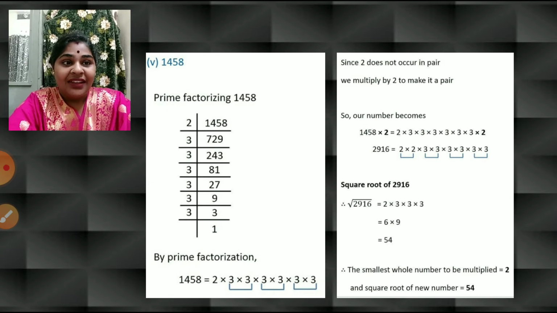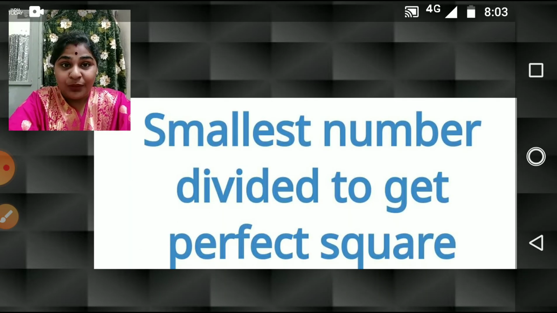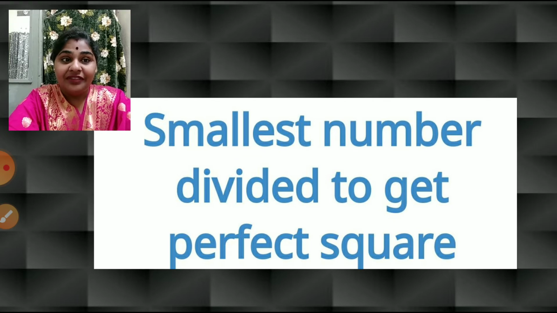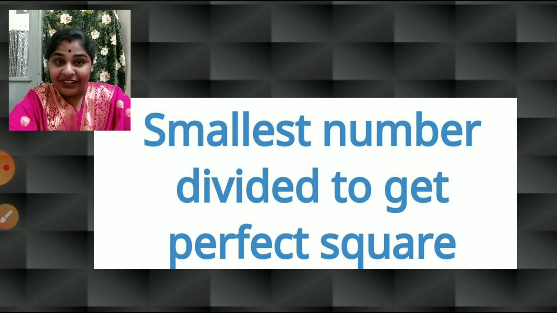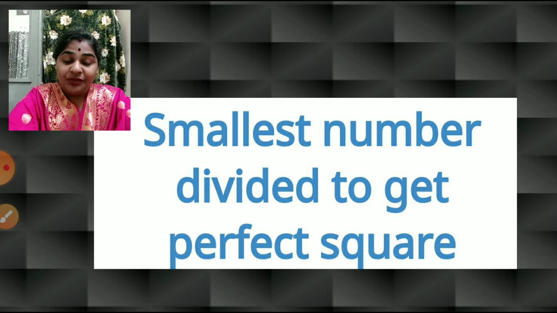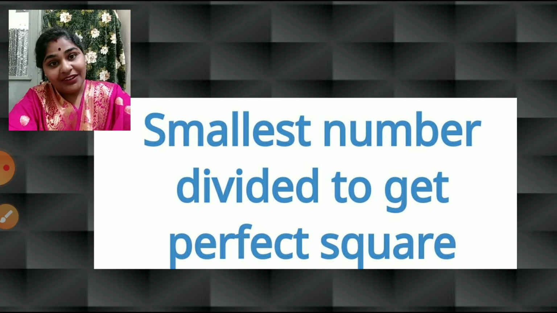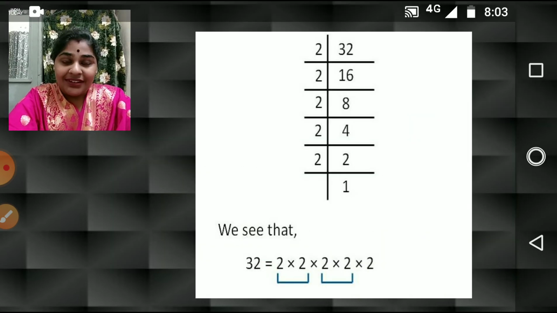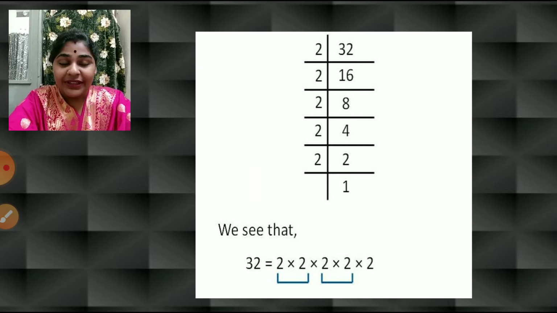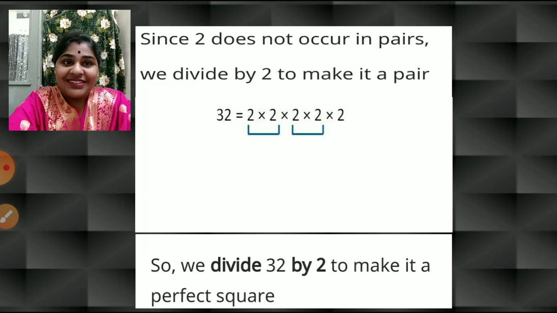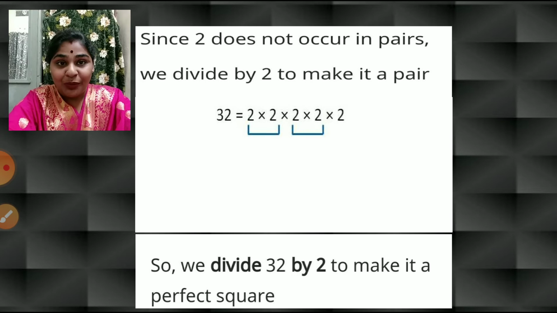So this is the next topic, that is the smallest number divided to get a perfect square. So till now we were finding the smallest number which we multiply to get a perfect square. Now we will see which will be the smallest number which should be divided into the given number to get a perfect square. Same, children, let us take 32 as an example. We know 32 is not a perfect square, right? 2 is left when we start pairing, right? So 2 is the number which should be divided on both sides.